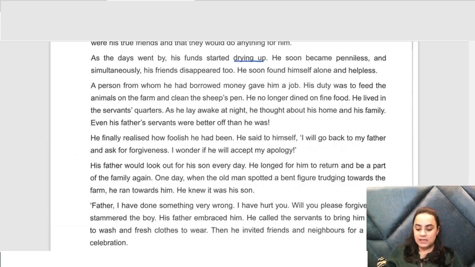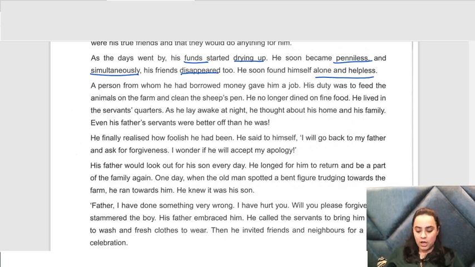Drying up means the money that he had began to get lesser and lesser. He soon became penniless. Penniless, he did not even have a penny left. And simultaneously, his friends disappeared too. Simultaneously, at the same time, his friends also started leaving him. And soon he found himself alone and helpless.